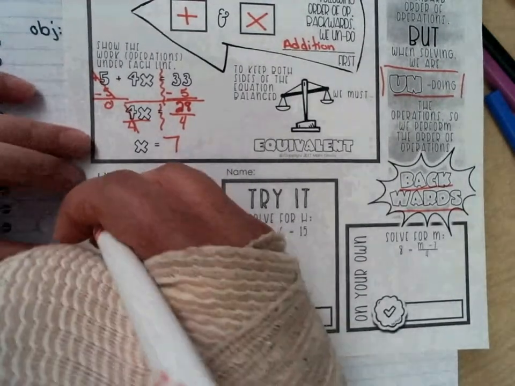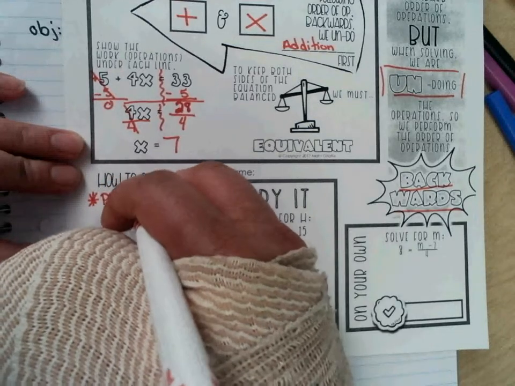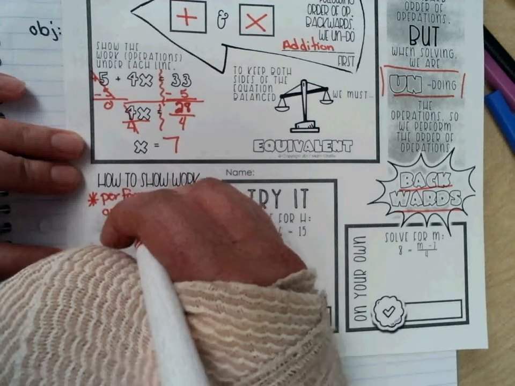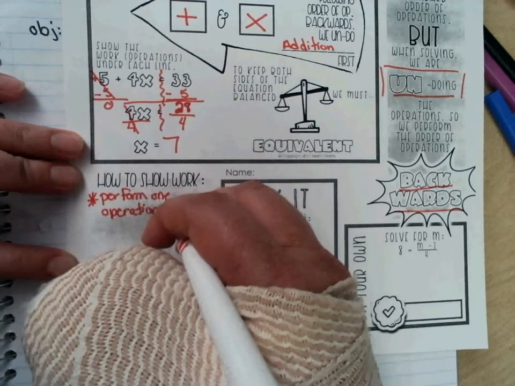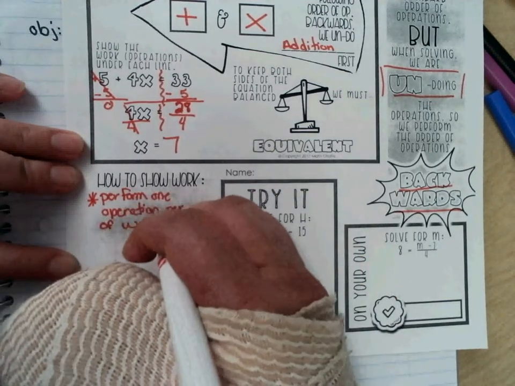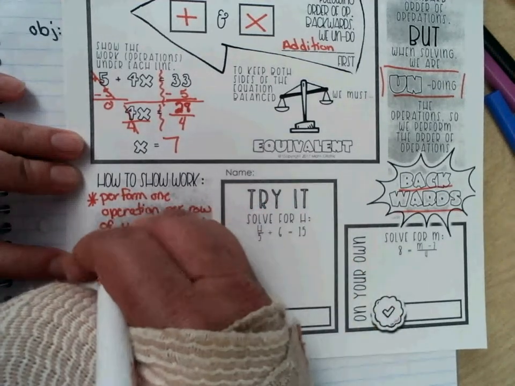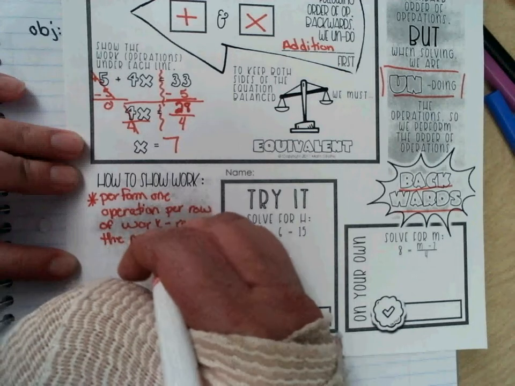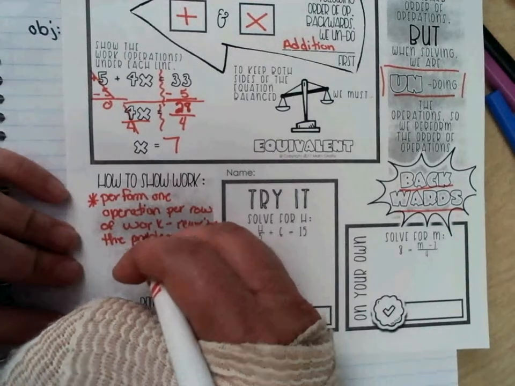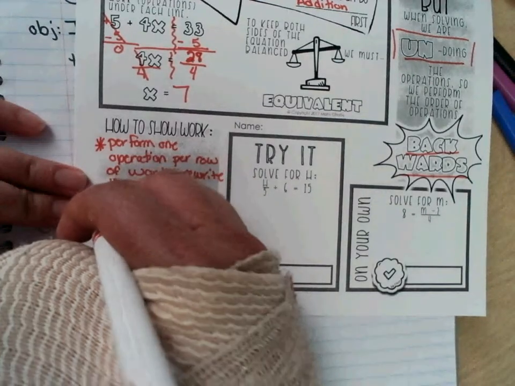So, one thing about this is how to show your work. You are going to perform one operation per row of work. And then you're going to rewrite the problem. Okay? Every time. Just like order of operations, like I made you guys do. Rewrite the problem, substituting in for your solved portion. Okay?